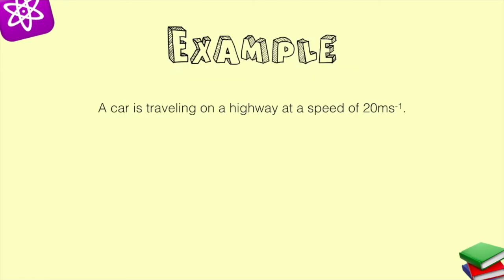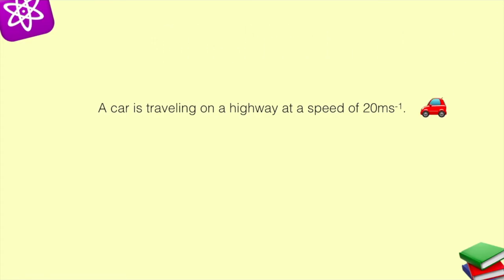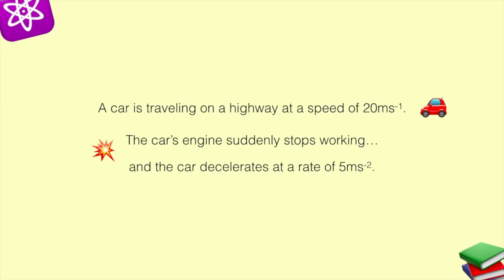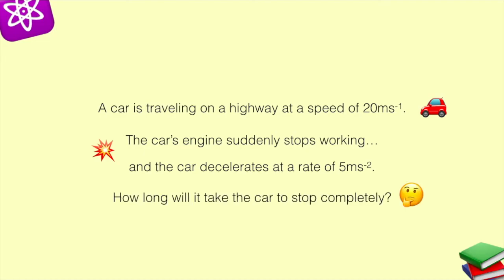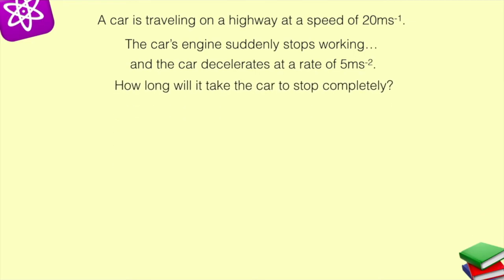So let's consider a case where a car is traveling on a highway at a speed of 20 meters per second, and the car's engine suddenly stops working, and the car decelerates at a rate of 5 meters per second squared. So the question is, how long will it take the car to stop completely? When approaching a problem like this, we should first list out the information we already know. In this case, we already know u, v, and a. They are all given in the question, and we want to solve for t.